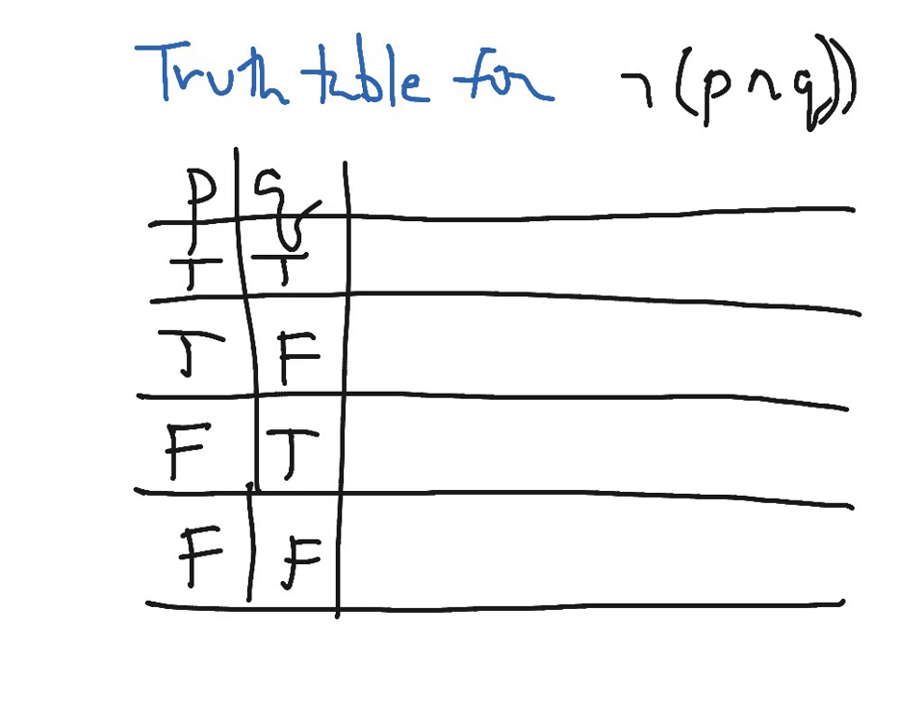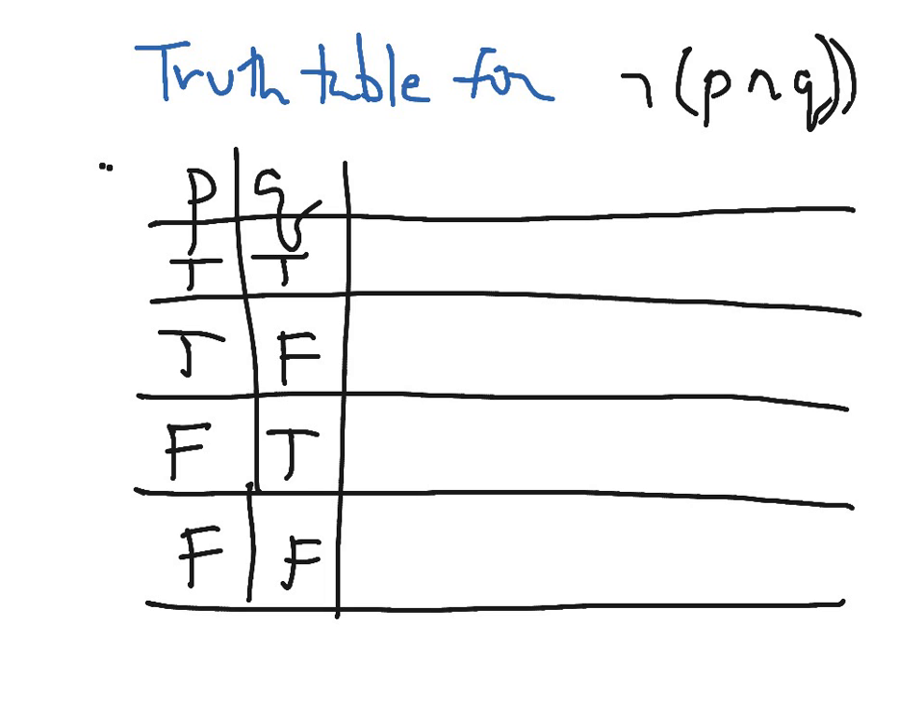Notice the pattern in the Q column is alternating T's and F's. In the P column, there's 2 T's and 2 F's. Now, if we had 3 variables, we'd have 8 rows, and the third one over here would have 4 T's in a row, then 4 F's in a row. So, but let's get back to here.